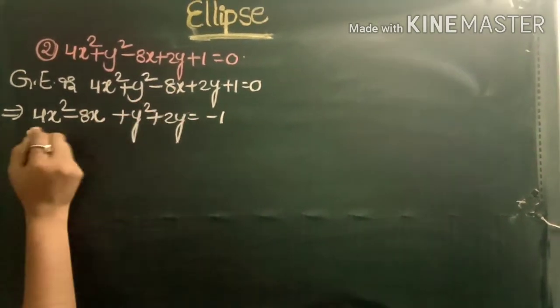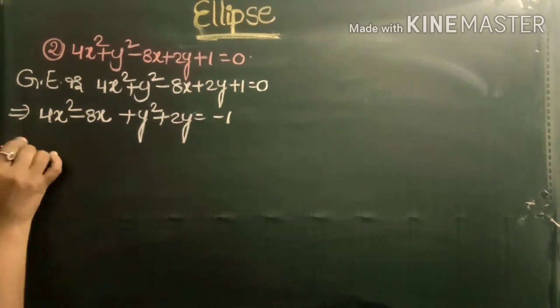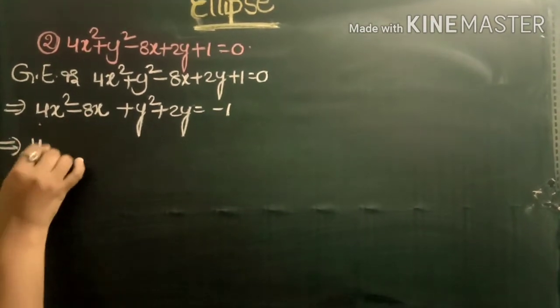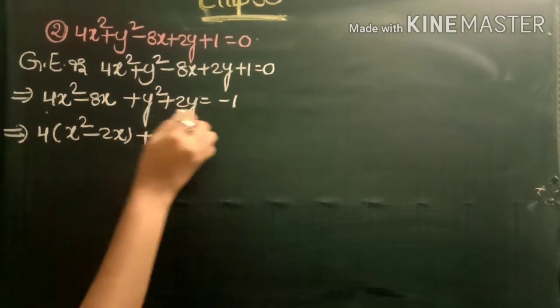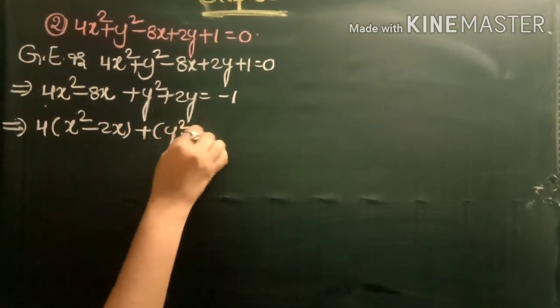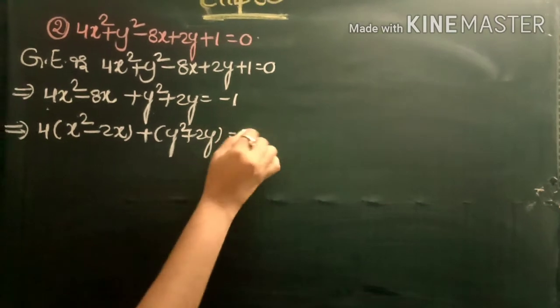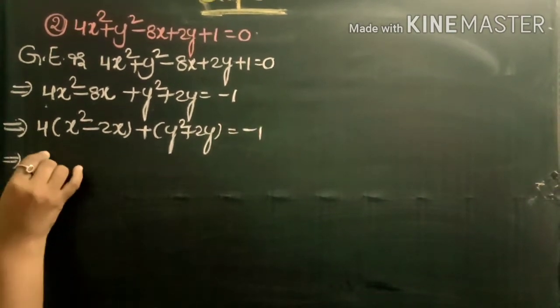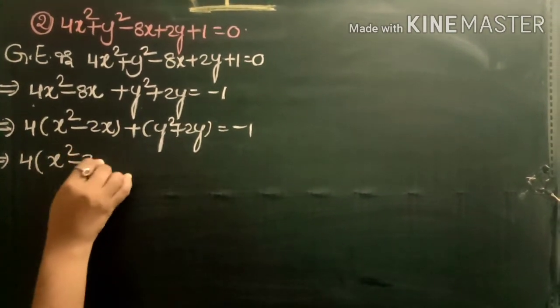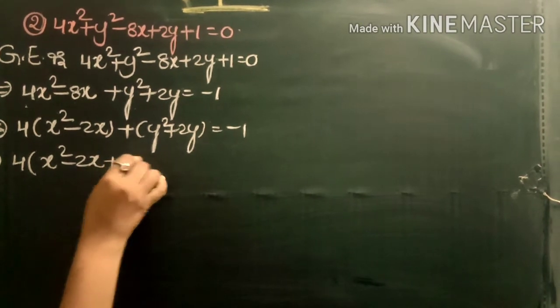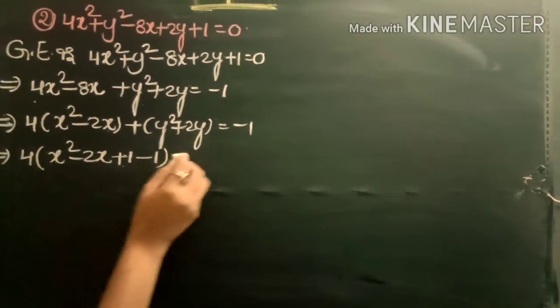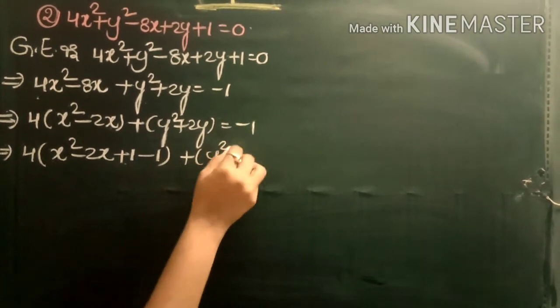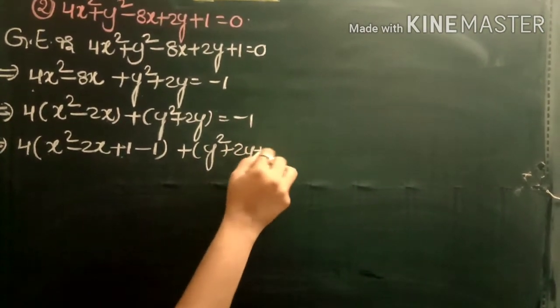Taking the x terms first, and next writing the y terms, which implies, now we take 4 common for the first and second terms, that is 4(x² − 2x) + y² + 2y = −1, which implies 4(x² − 2x + 1) − 4 + (y² + 2y + 1) − 1, adding 1 to each to make them perfect squares.